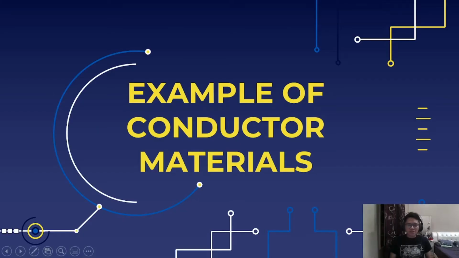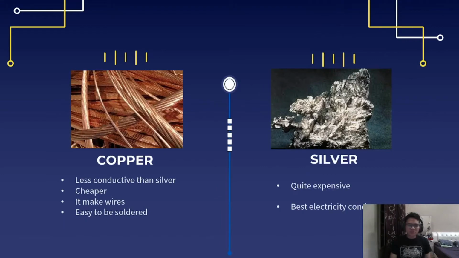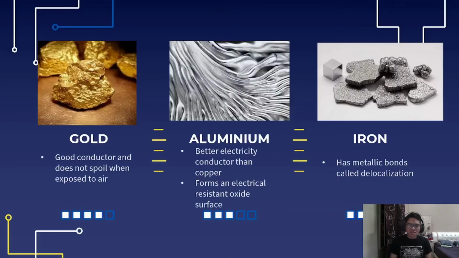Next one is the examples of conductor materials. The first one is copper. It is less conductive than silver. It is cheaper, it makes wires, and it is easy to be soldered. The next one is silver. It's quite expensive compared to copper. It is the best electricity conductor.